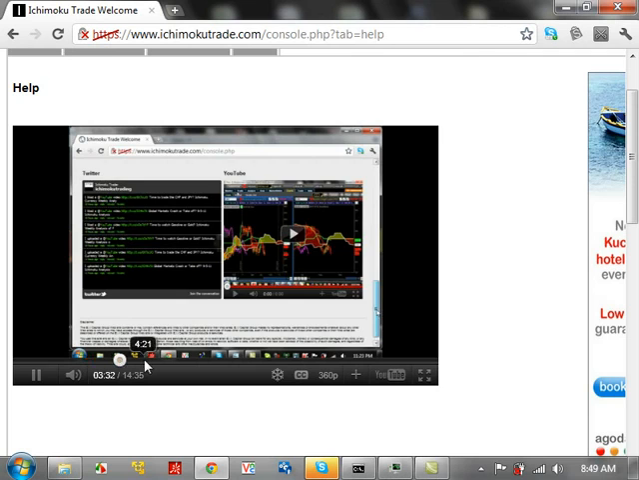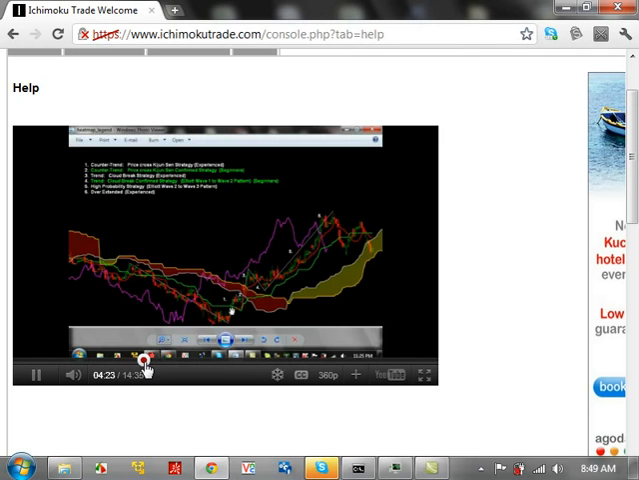One of the Ichimoku strategies in the Ichimoku world is called the Kijun Sen. The very first strategy you're going to have is where price is trending, then all of a sudden it crosses this green line.